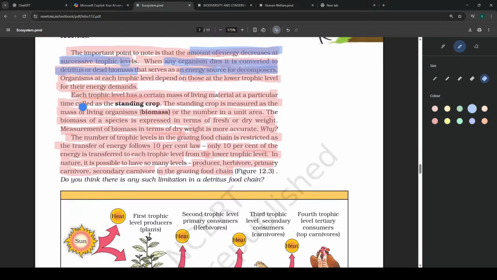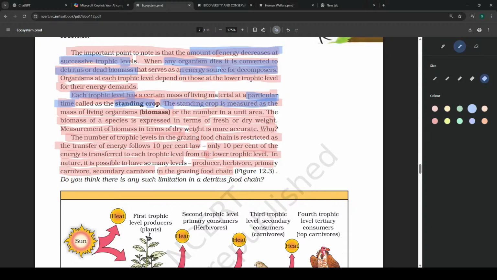Now a new term called standing crop is introduced here. For each trophic level, when we consider primary producers, if we count the amount of biomass or the number of plants at a particular time, like today morning at 10 a.m., how many plants were there in a specific area? When we measure that, it can be either biomass or the number of plants. That biomass or number of plants measured today morning at 10 a.m. is called a standing crop.